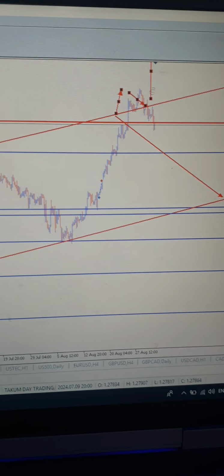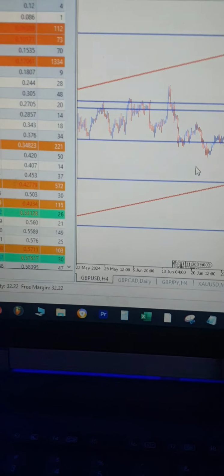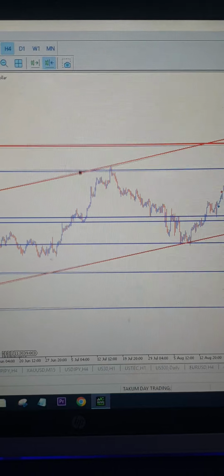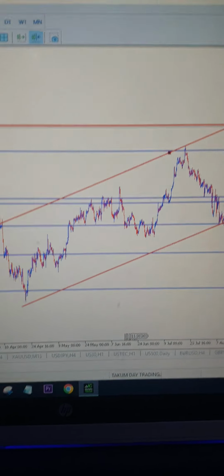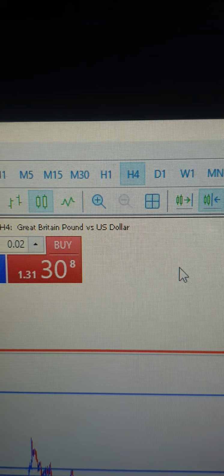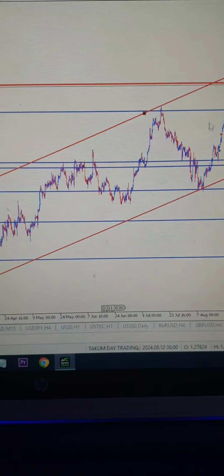I just want to remind you that we are with the Great Britain Pound USD. I've been following this market for about a week now, like a week and a half. So I actually drew my trend line. We are on the H4 time frame. When I spotted this market, it was here, it was still here. So I knew it was an upward trend.